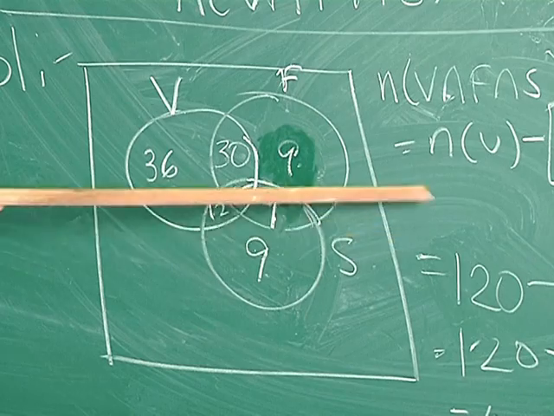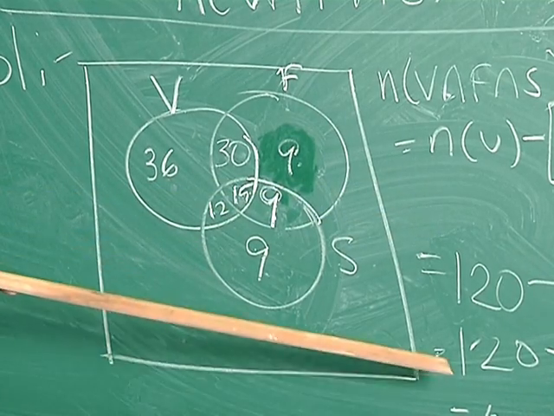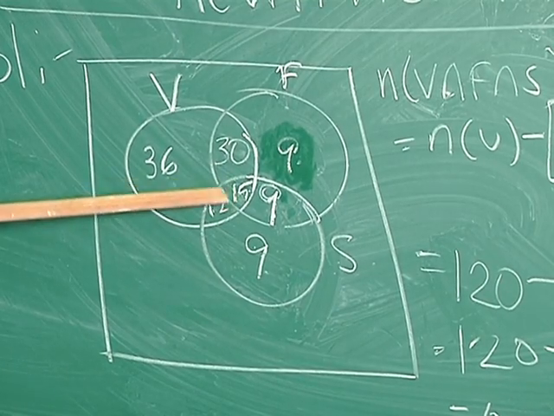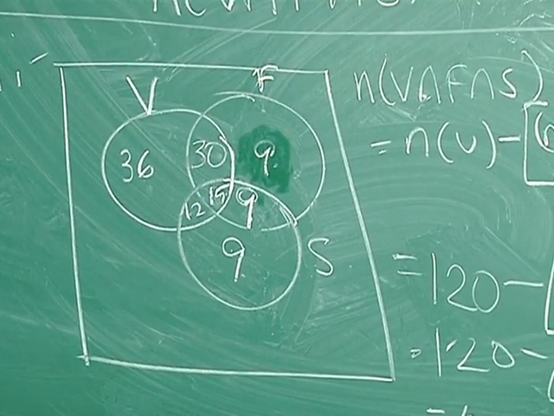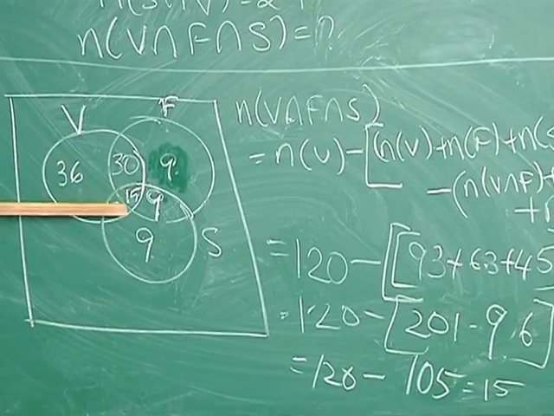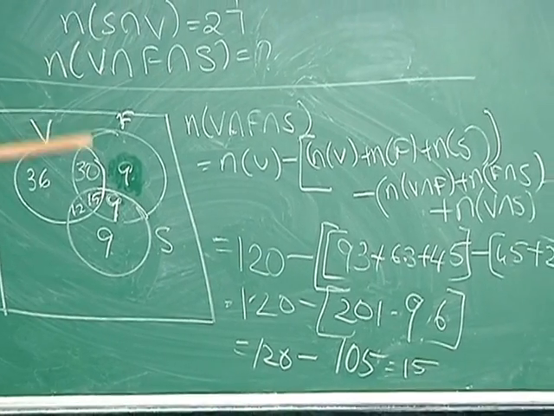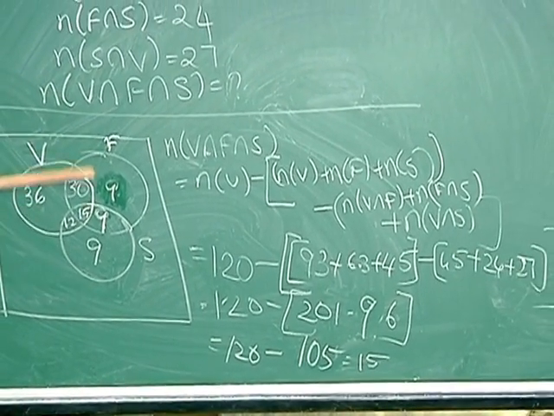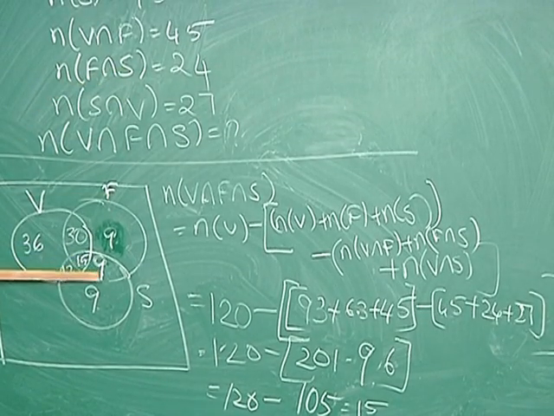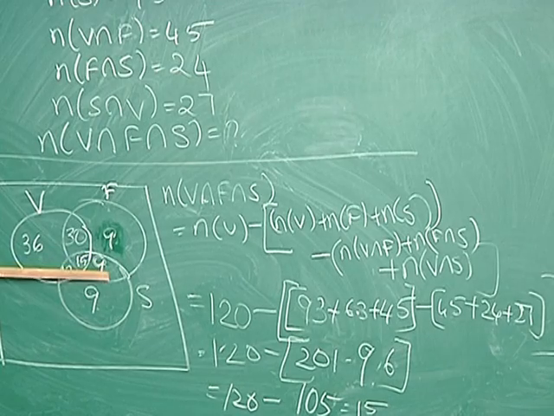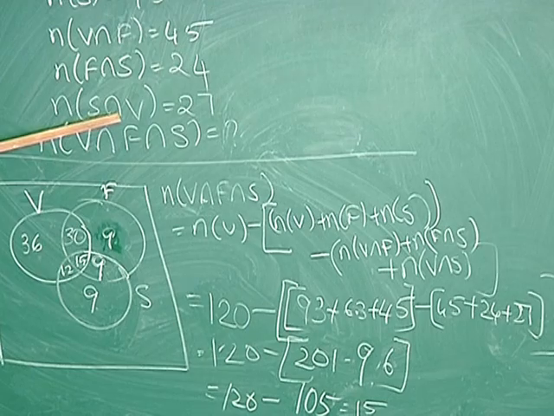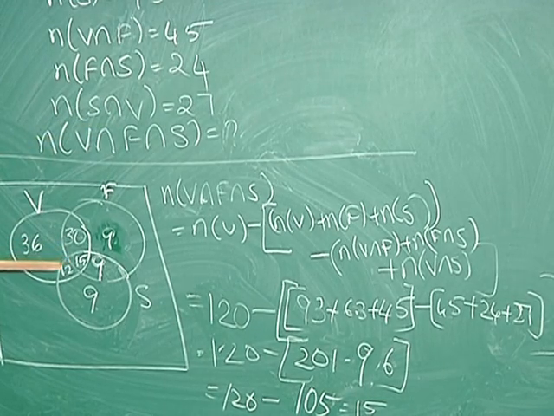So let us represent this given data through a Venn diagram. We got 15 farmers, so write 15 farmers in the intersection region. Now V intersection F is 45. Already 15 are there, so 30 will be the balance. 30 plus 15, 45 we will get. Same way F intersection S, already 15 are here, so 24 minus 15 is 9. Add these two, 15 plus 9, 24. V intersection S, we have 27 given, 15 is already entered here, so 12.